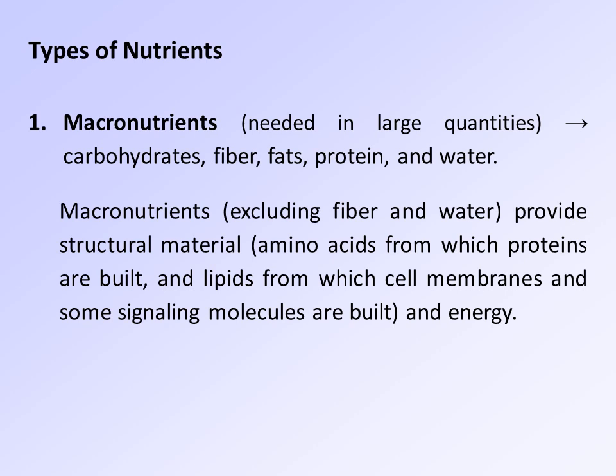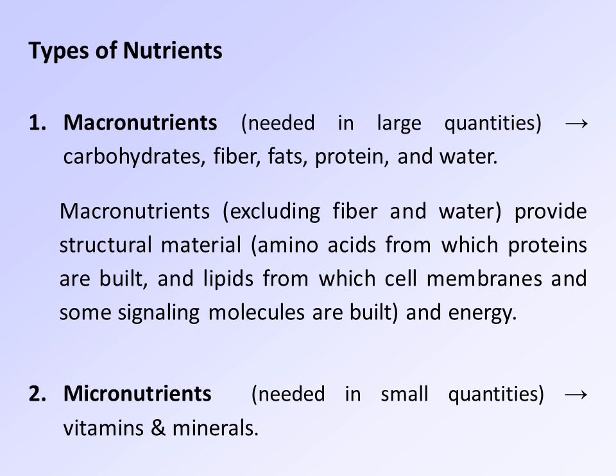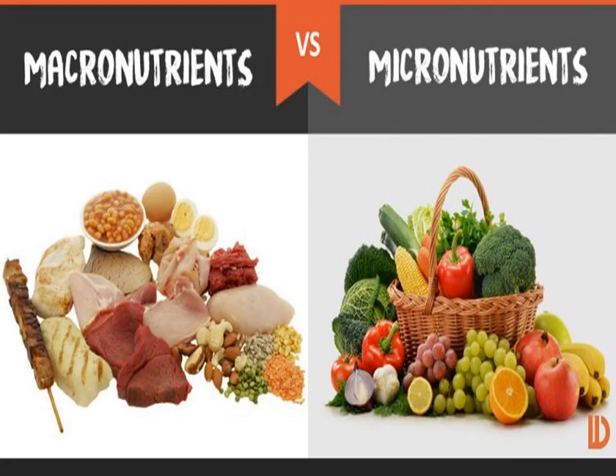Macronutrients, excluding the fiber and the water, provide structural material such as the amino acids from which proteins are built and the lipids from which cell membranes and some signaling molecules are built, and the energy. The second part of the nutrients are the micronutrients, which are needed in small quantities such as the vitamins and the minerals. And this picture shows the macro and the micronutrients.